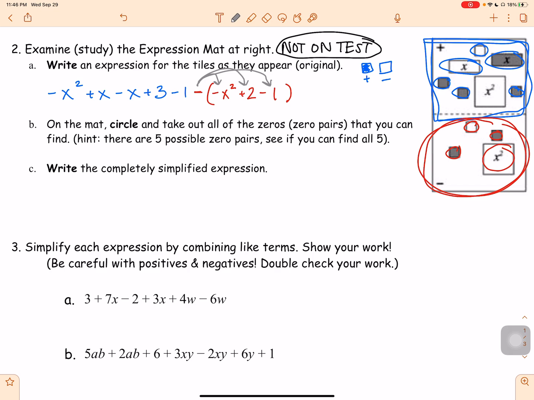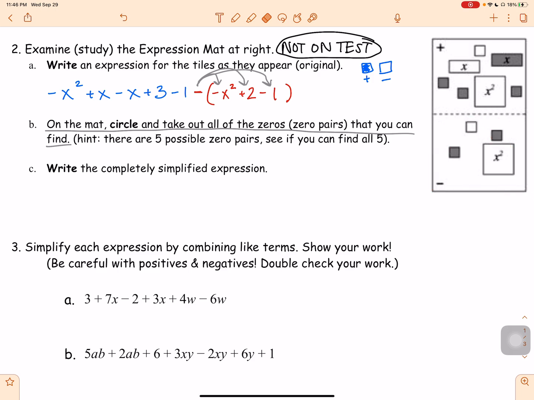So now part B says, on the mat, circle and take out all of the 0 pairs that you can find. Okay, so there are 5 possible 0 pairs over here. So I'm going to erase what we got going on here. So I'll go ahead and go color by color. So I'm going to find one pair. I see this negative x with that positive x can be taken out. Okay, and then one of these positive ones with the negative one. And then on the bottom part, I have a positive one and negative one.